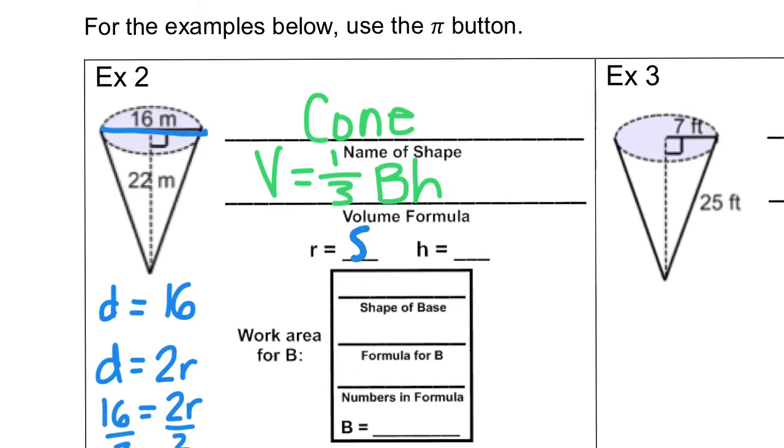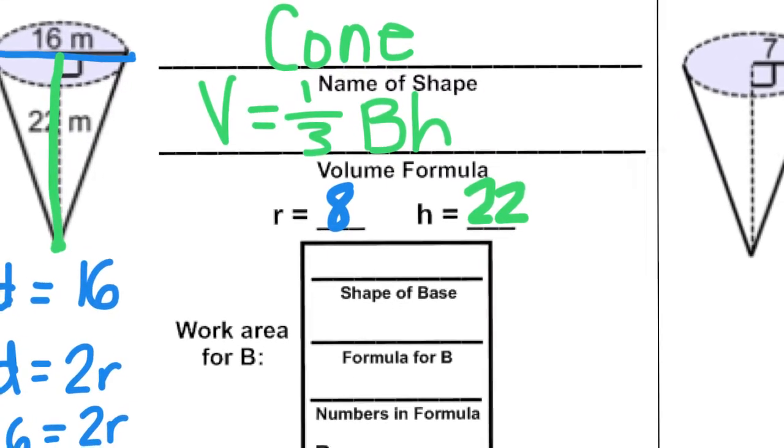The radius is 8 since it's half of the diameter, and then the height is always perpendicular. It's the line going from the point of the cone to the circle, the area of the base. So the height is 22.